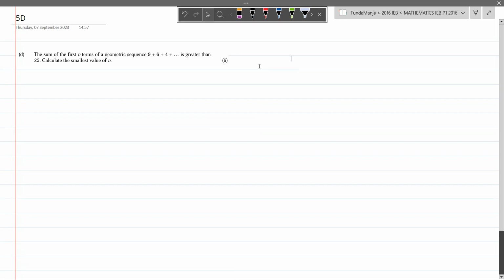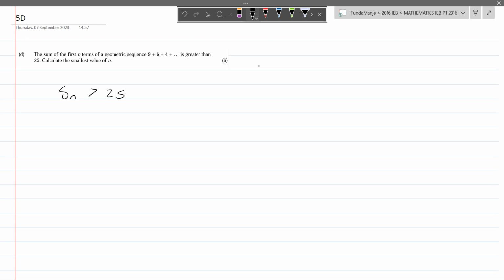So 5D says the sum of the first n terms of a geometric sequence 9 plus 6 plus 4 is greater than 25. Calculate the smallest value of n which makes this true. This is how they would have wanted to word the question. But basically we are looking for the sum of a certain amount of n numbers that will allow the sum to be greater than 25.